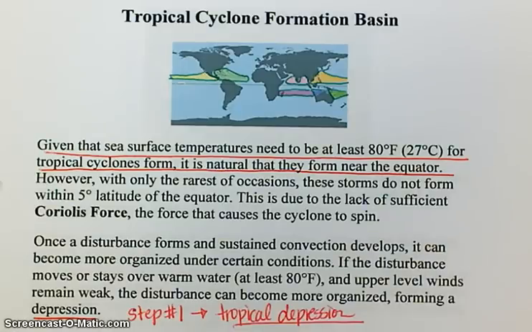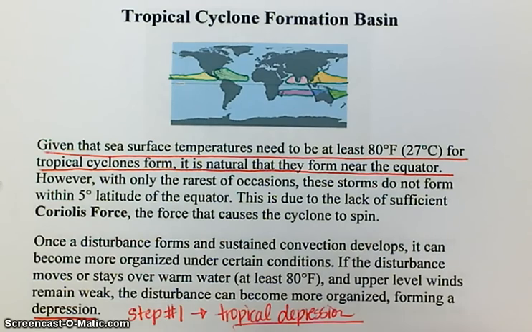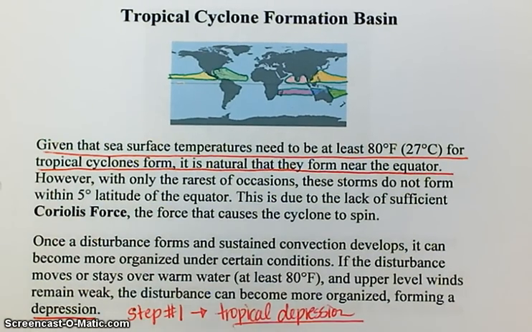The warm water is one of the most important keys, as it is water that powers the tropical cyclone. So you need to pay very careful attention to that. What is one necessary ingredient for the formation of tropical cyclones? Probably more important than anything else: warm ocean water.